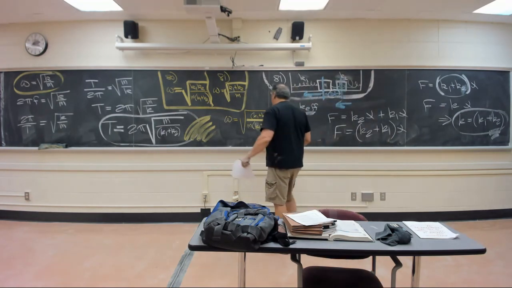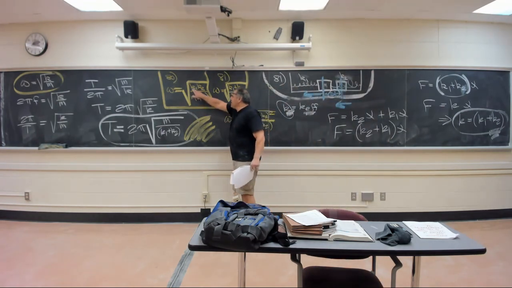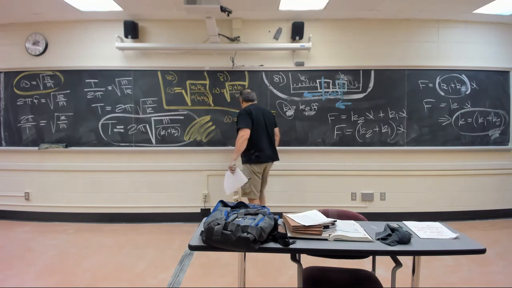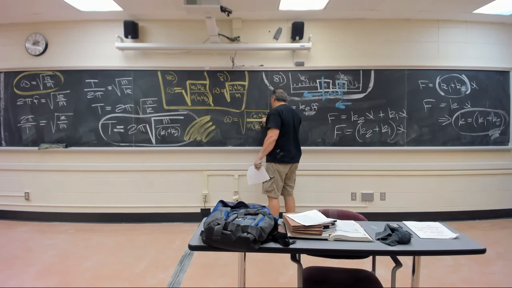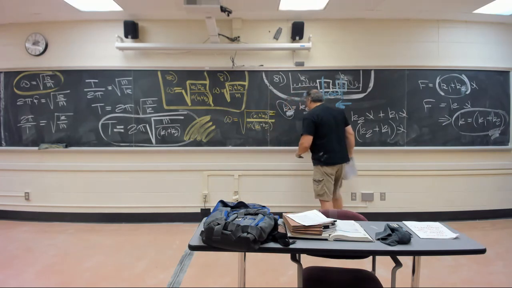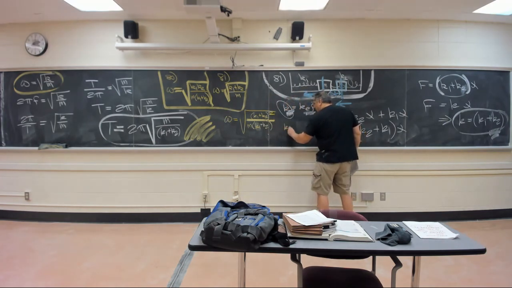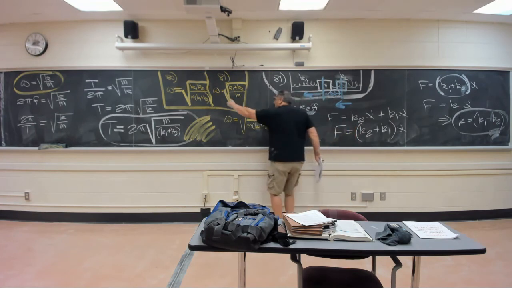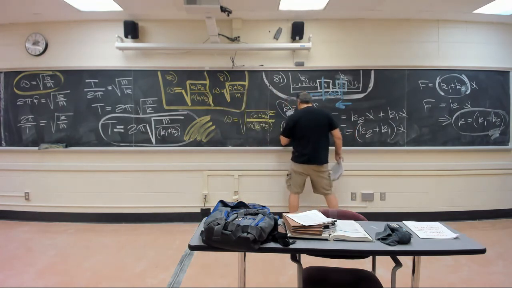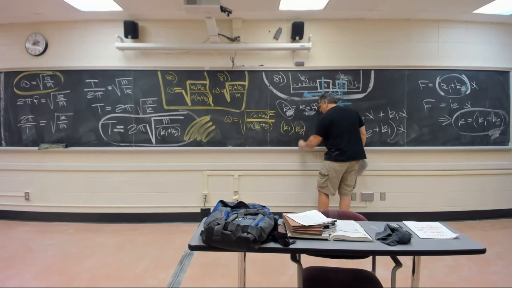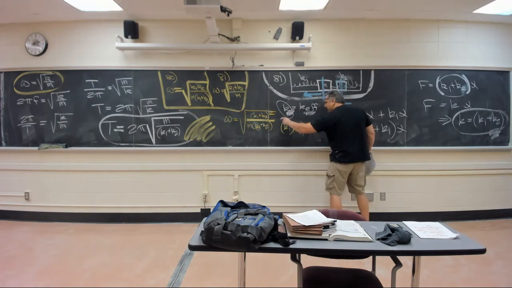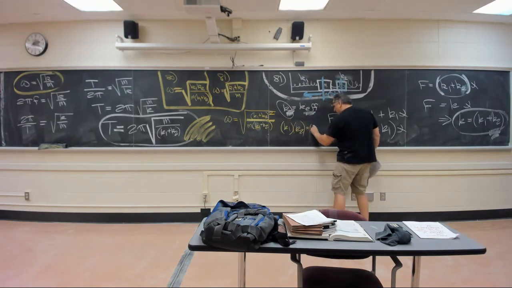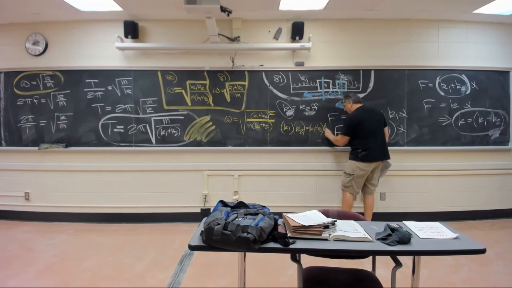Wait a minute. K1's got size, K2's got size. K1 plus K2 has more size than K1 or K2. In other words, let's compare the two. Let's compare the tops. This is K1, K2. The other one is K1 plus K2 and K1 plus K2.